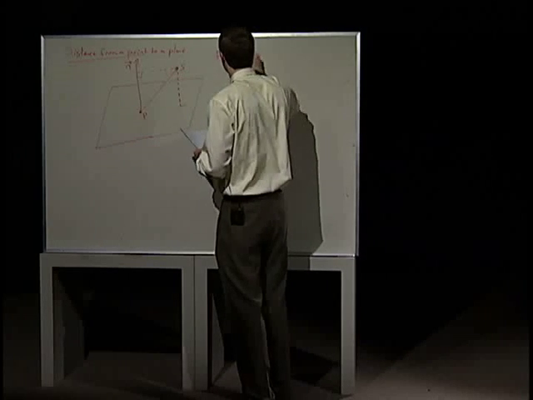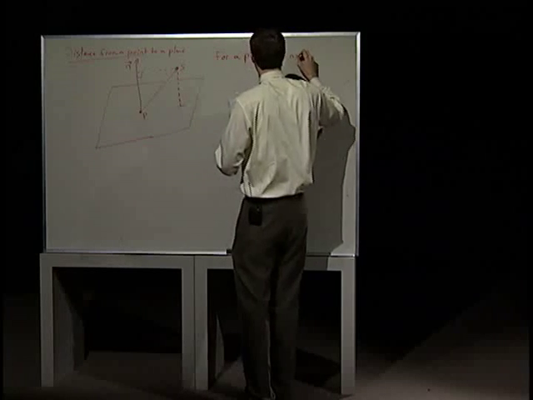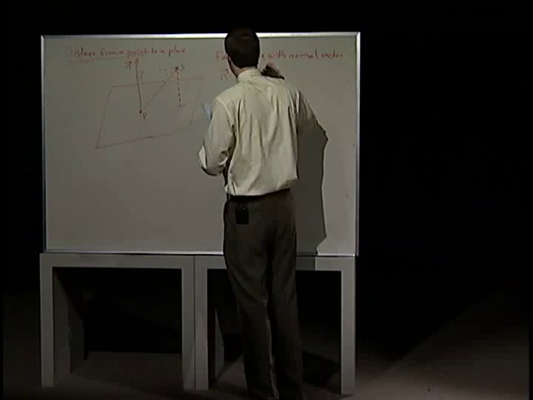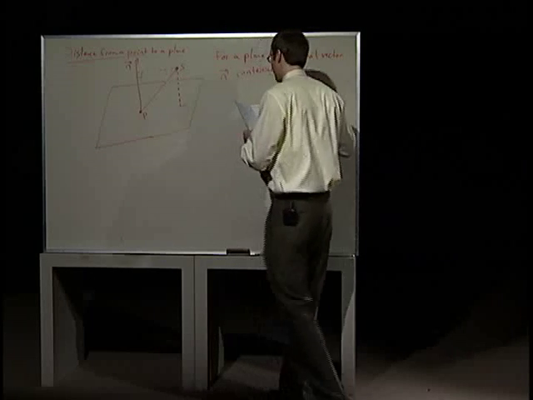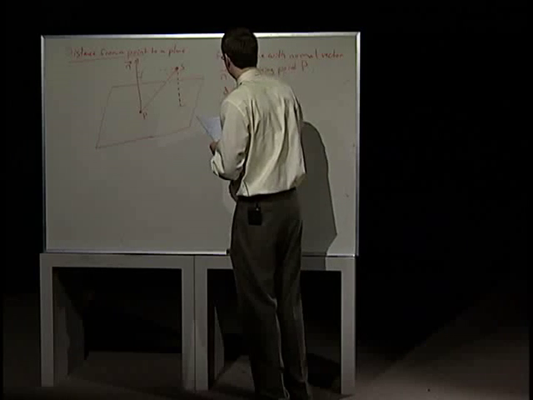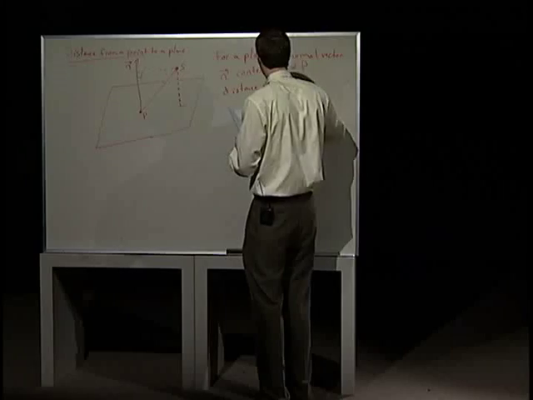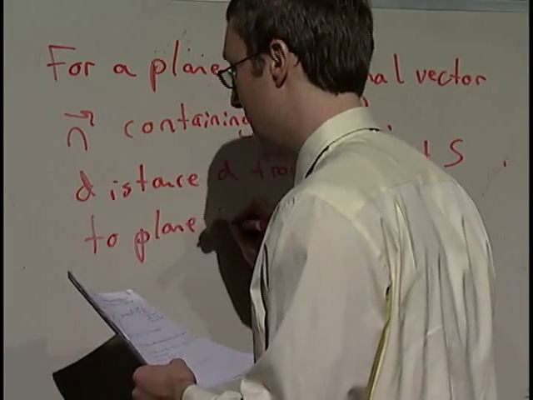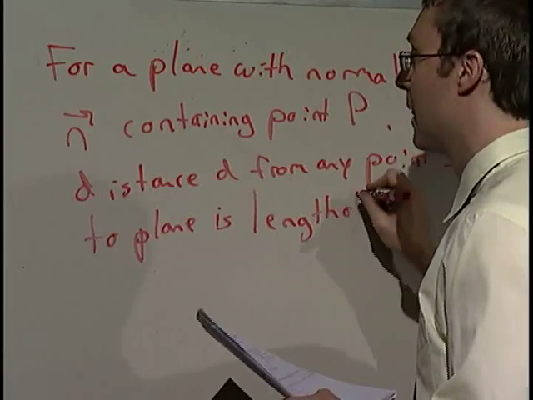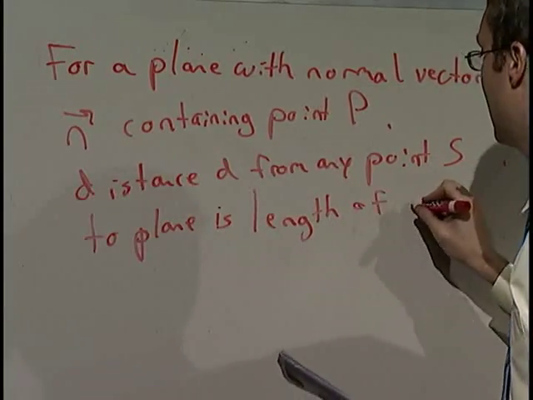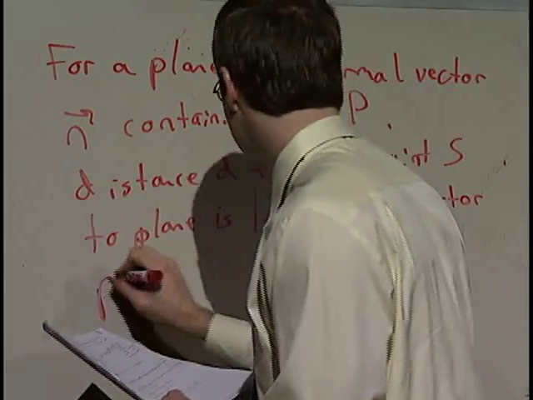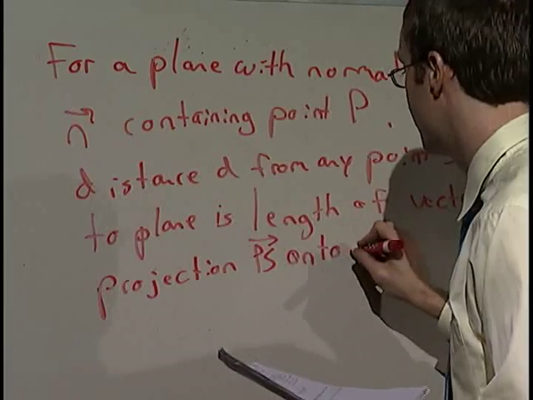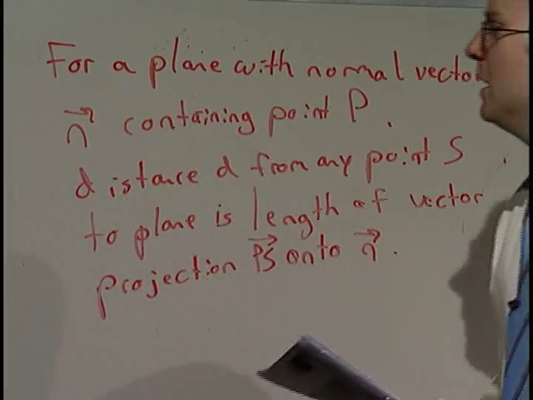For a plane with normal vector n containing point P, the distance d from any point S to the plane is the length of the vector projection PS onto n. So let's see.